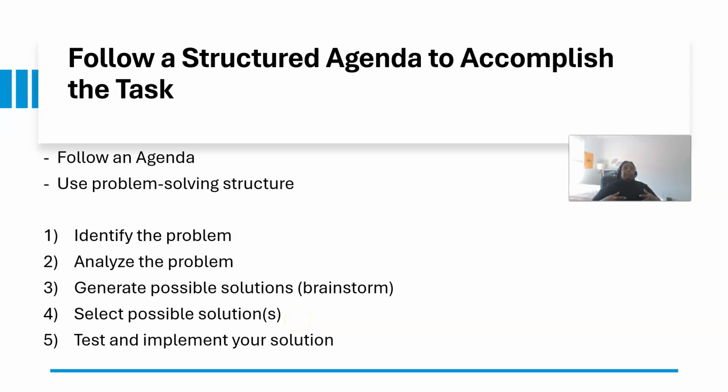When we think about the advantages of small group communication, being able to have all hands on deck and all minds think together is the advantage. So use that advantage and make sure to contribute and communicate with your team members. And then test and implement your solution. See what works, see what doesn't work. If you need any help or guidance, let me know. But agenda setting, following the agenda, and using the problem solving structure is definitely helpful.